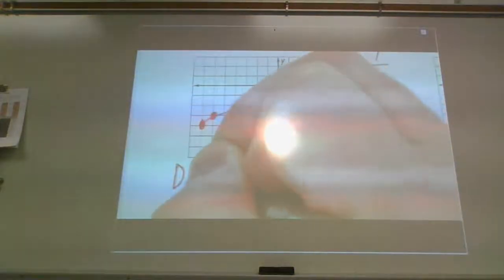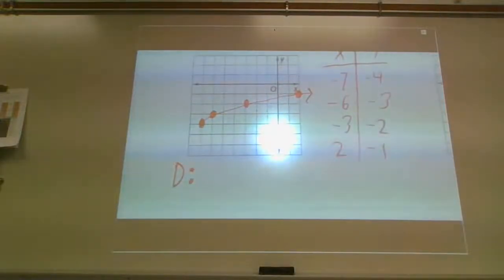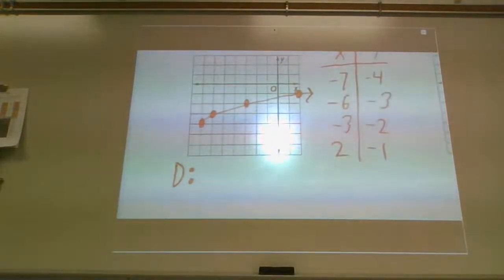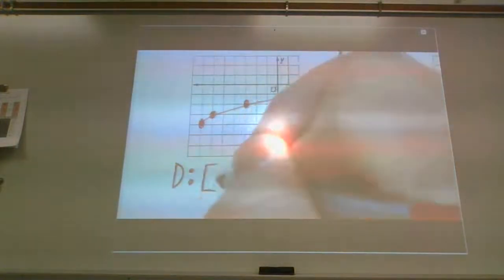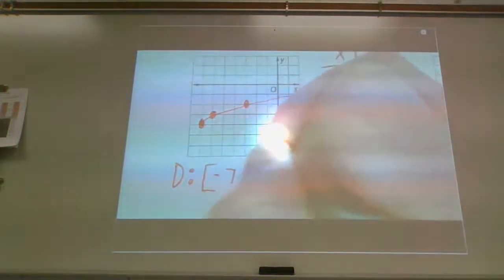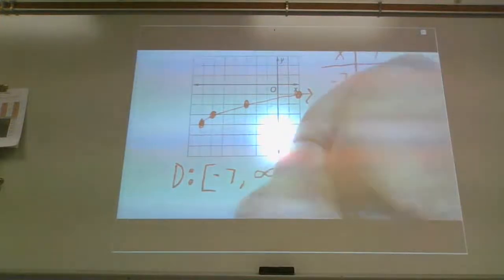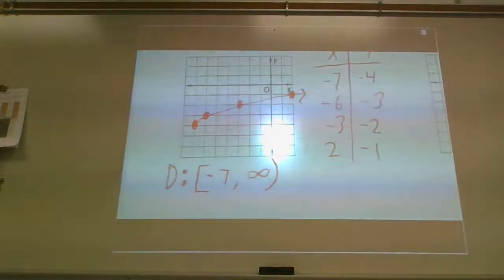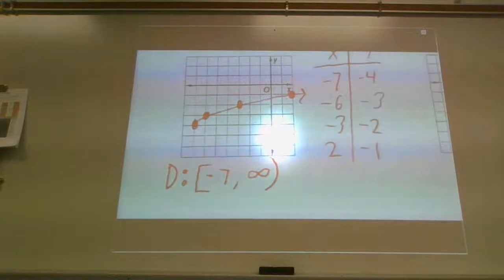Domain, remember, left to right, lowest to highest, x-axis. The farthest left that my graph goes is -7. The farthest right it goes is to infinity. Infinity and negative infinity will always have parentheses on them because they'll never reach it. The -7 in this case needs a bracket because the graph will actually hit -7.